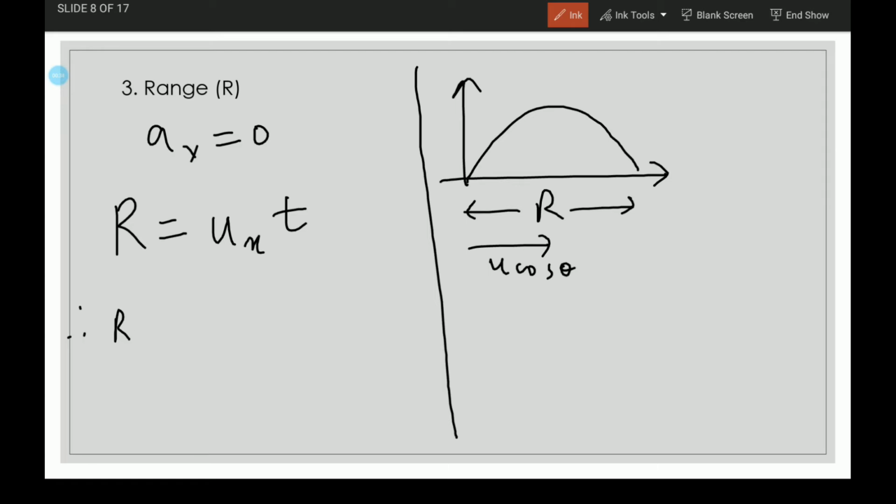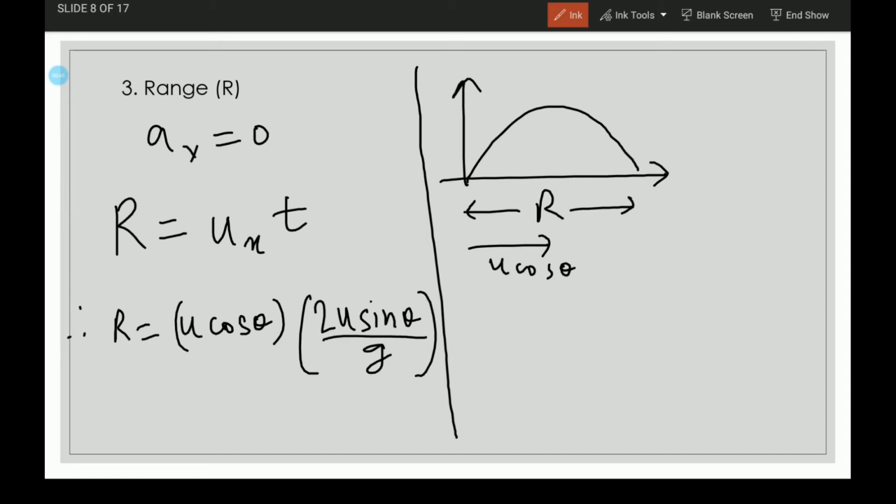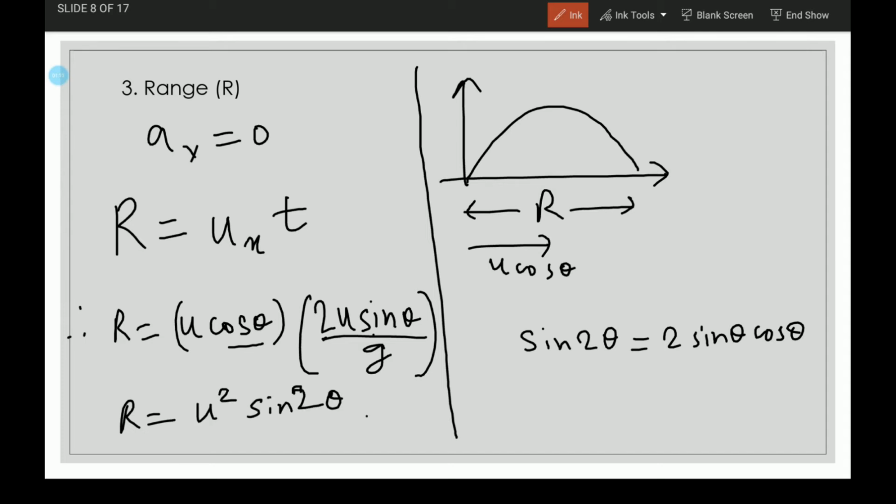Therefore, r is equal to u cos theta into 2u sin theta upon g. We all know the trigonometric formula, that is sin 2 theta. Let me write sin 2 theta is equal to 2 sin theta cos theta. We can see the same expression in this case, that is cos theta and 2 sin theta. So we can combine these two and we can write r is equal to u square sin 2 theta upon g. Pretty simple to understand.